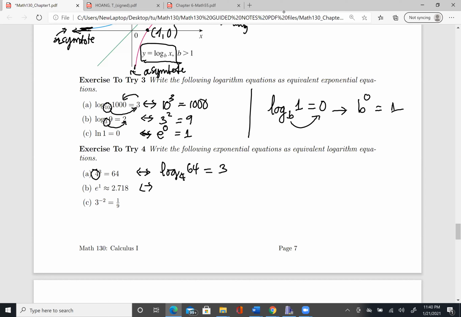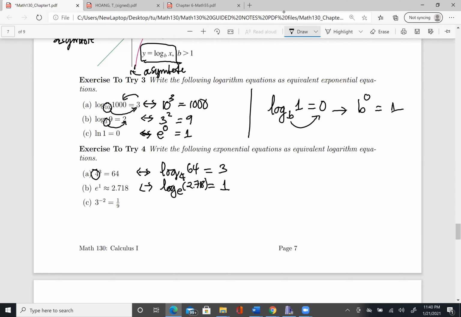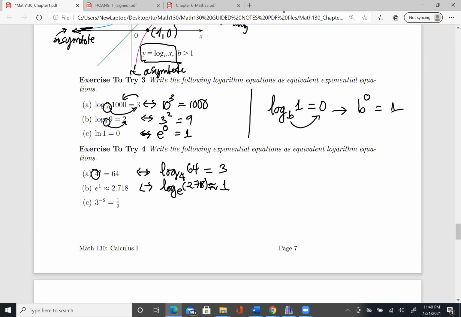I have log base e equal to the power of 2.718. I should have approximated better, because you see that. And I can also change this log base e to the format ln instead of writing down base e. It should be the same, just another way to write. Equal, approximately equal to 1.